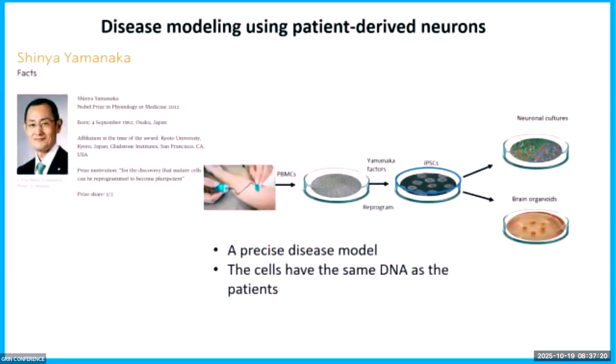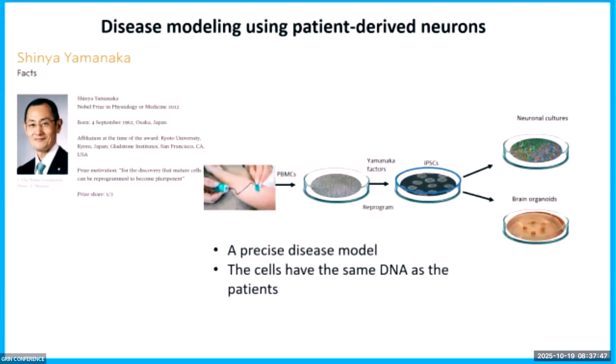So the method that we're using in the lab is disease modeling, using patient-derived neurons. Professor Yamanaka won, in 2012, the Nobel Prize in Physiology or Medicine for finding that we can reprogram adult cells into induced pluripotent stem cells. It's like taking the cells back in time after they have already differentiated. They're now stem cells. And we usually start either with a blood draw or a skin puncture.